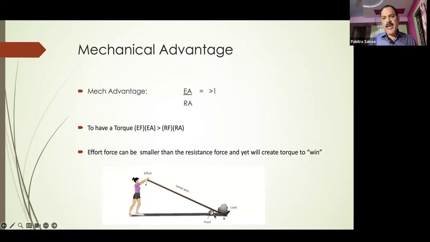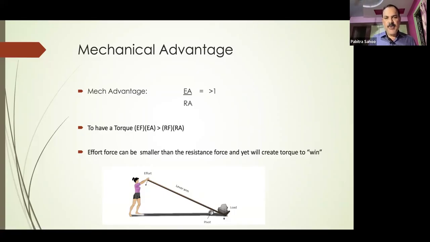A big heavy load can be lifted by a single person by shifting the pivot close to the resistance. If you put the fulcrum over here, you may require more force to lift up the heavy weight. But if you shift the fulcrum towards the resistance, the effort arm will be longer, and you will require less force to lift this heavy weight. So this is in a mechanically advantageous position.